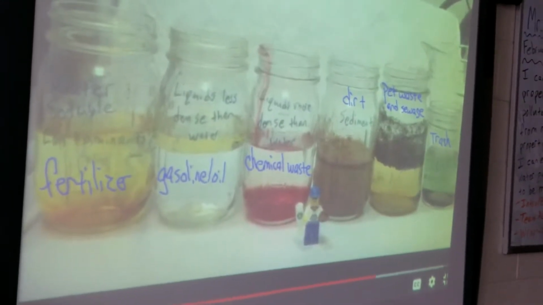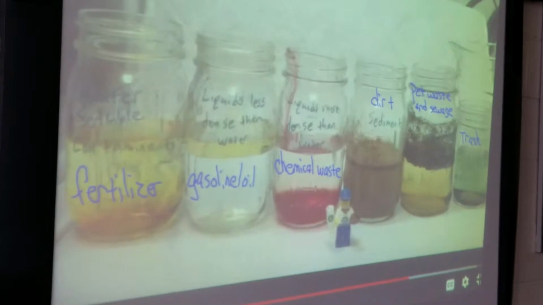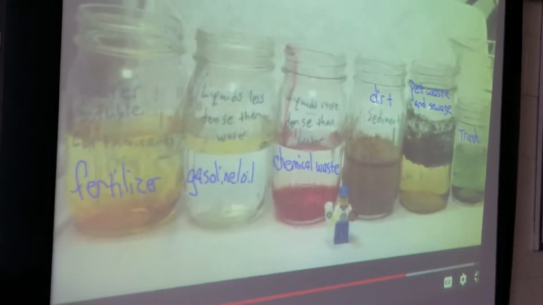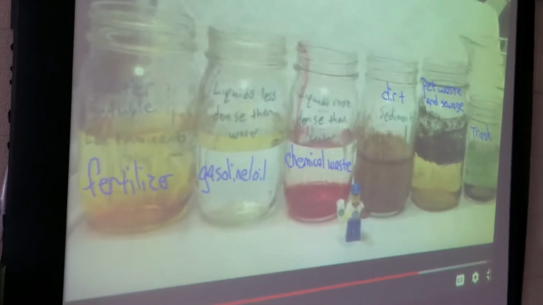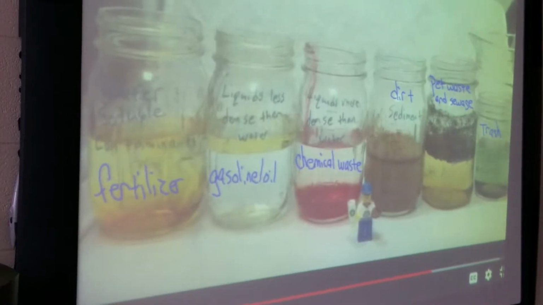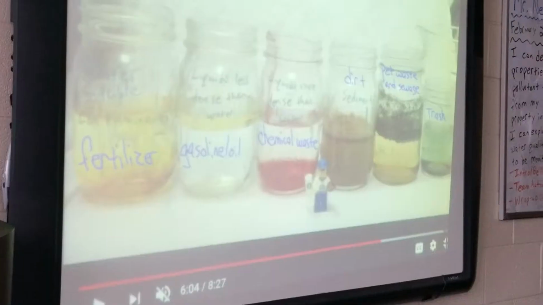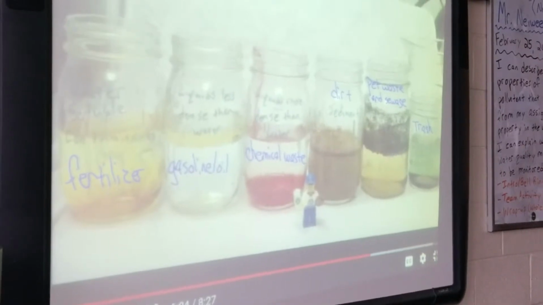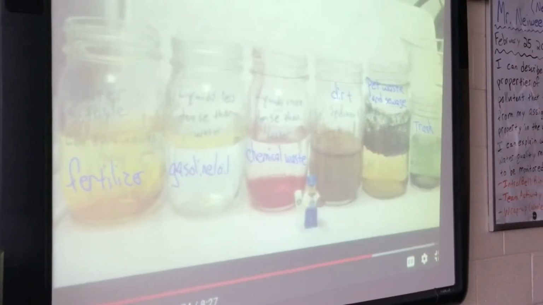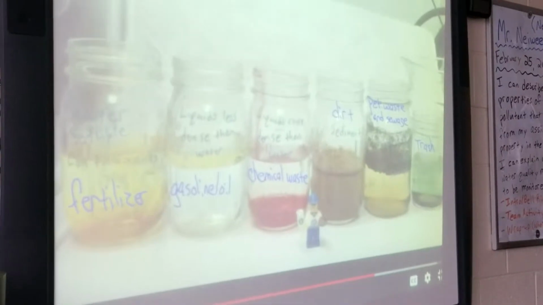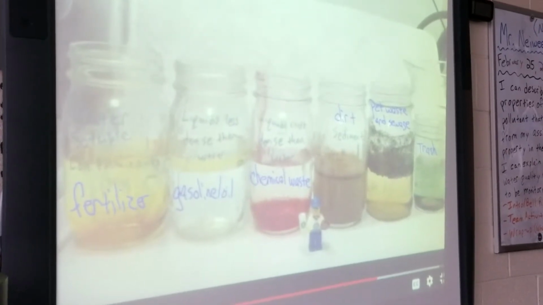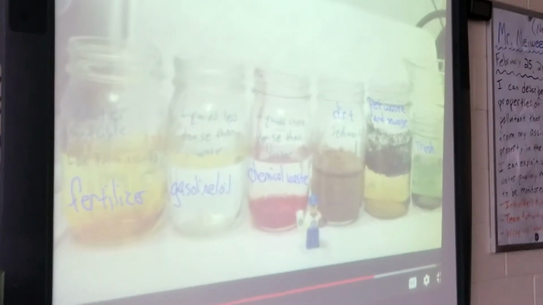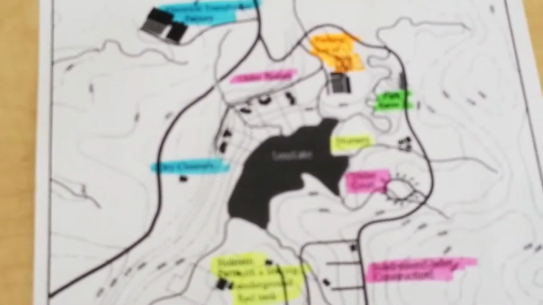Most of it sinks, so it's not buoyant. So the trash has some solubility because it discolors the water, and it is more dense than the water. You can see that the trash sank to the bottom of that cup. So that's going to be true if we're looking at one of those pink areas.